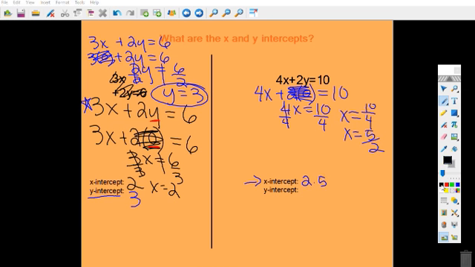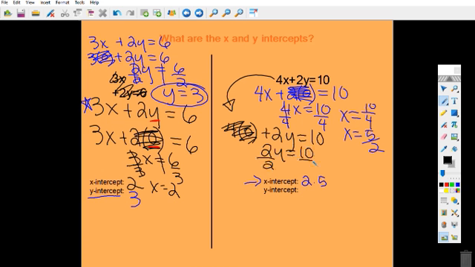Now, we need to do our y-intercept. Okay, so again, we get 4 times 0 this time, plus 2y equals 10. Okay? So that goes away. 2y equals 10. Divide by 2. Y equals 5. Okay? So your x-intercept is 5 over 2, or 2.5, and your y-intercept is 5. All right.